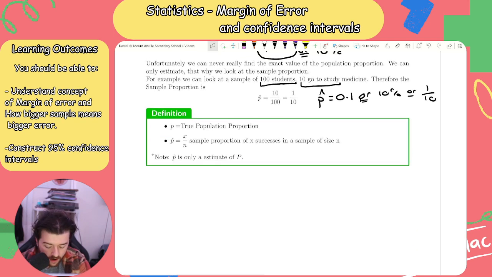Remember, very important, p hat is only an estimator of my population proportion. We call it p hat because it's p wearing a little hat. It is only ever going to be an estimate of my population proportion, so it's never going to be 100% accurate. The data I collect from my sample is never going to be exactly the population proportion. But we'll soon find out we can manipulate it and get a 95% accuracy.